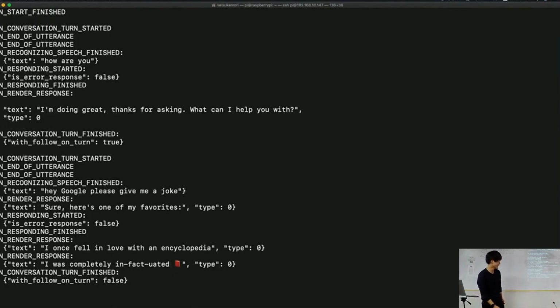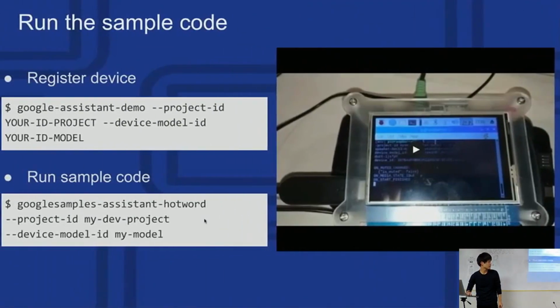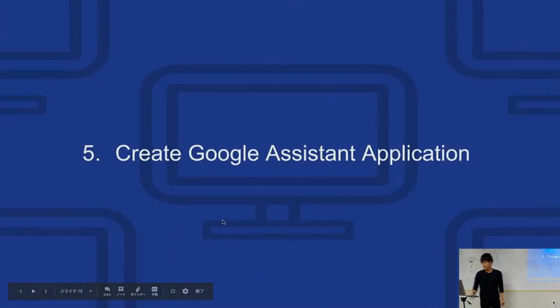Thank you, Google. Yeah, you can run sample codes very easily like this. So I explained two topics: how to install Raspberry Pi and how to install the Google Assistant SDKs. And from here, I'd like to talk about how to create Google Assistant applications.